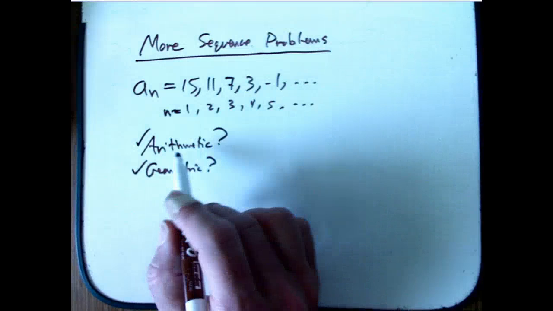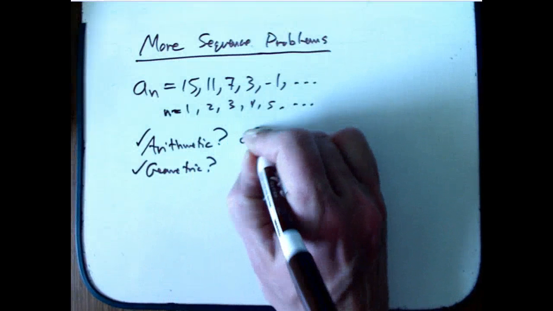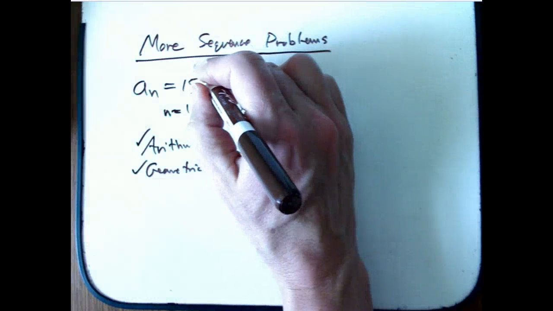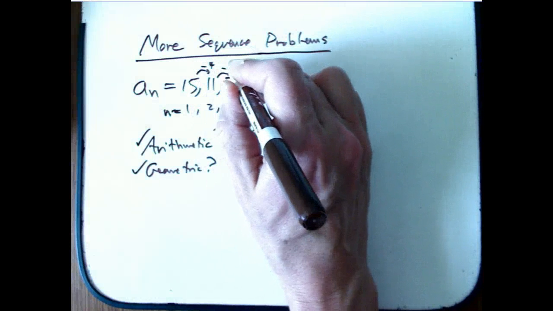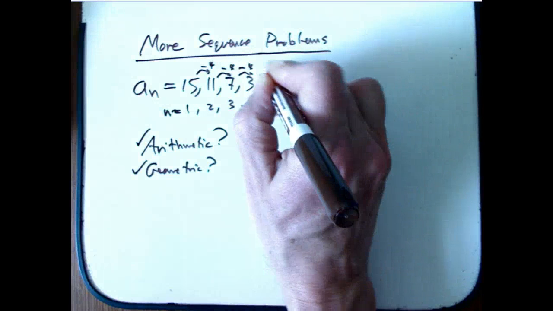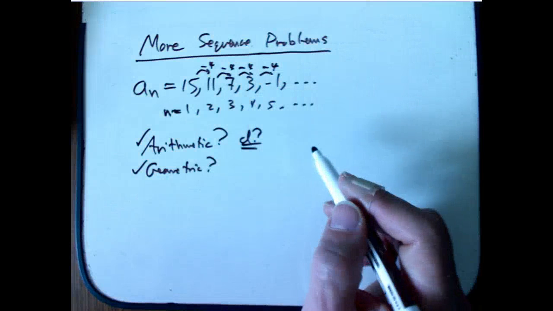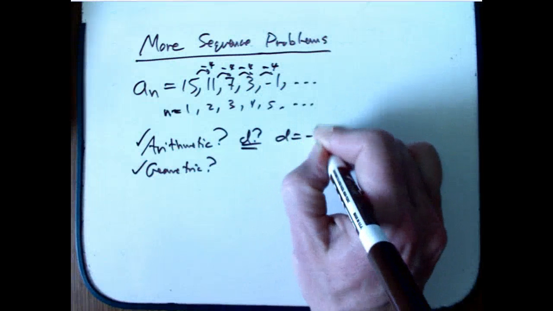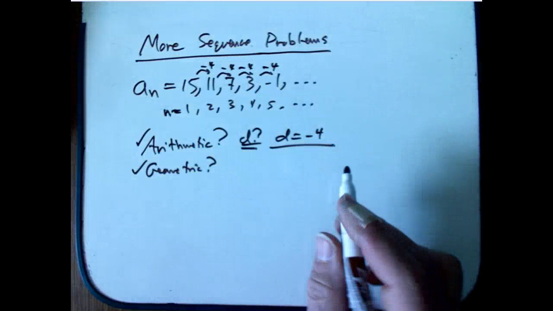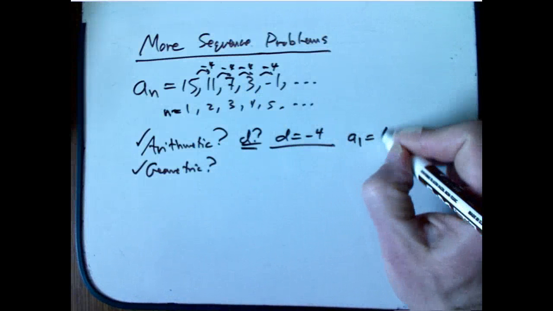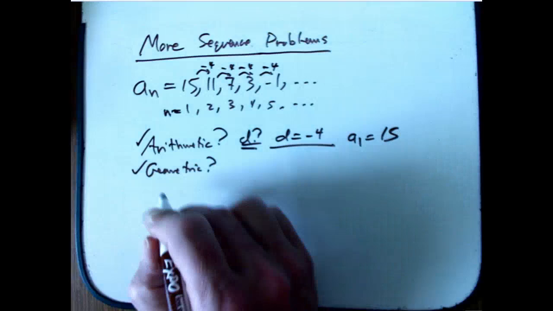Well, to test if it's arithmetic, we see if there's a common difference d. And indeed, this is minus 4, minus 4, minus 4, minus 4. So this guy's just going to be an arithmetic sequence with d equals minus 4. Okay, and then a1 is 15. And then we've got a general formula for that.